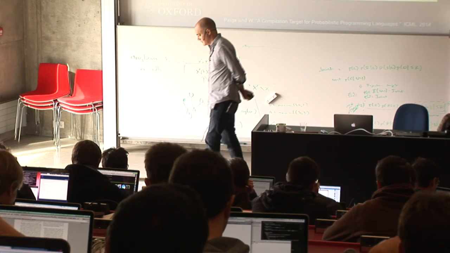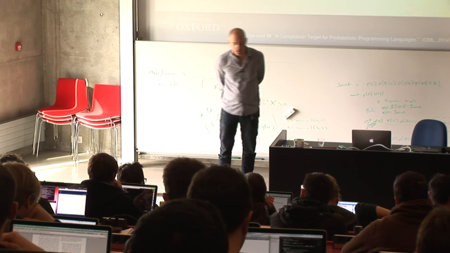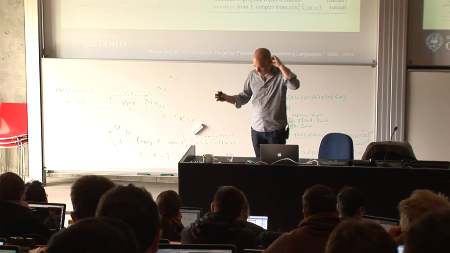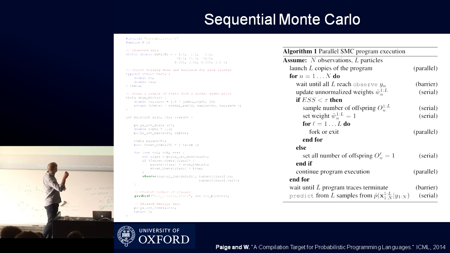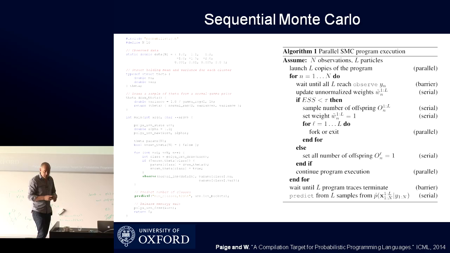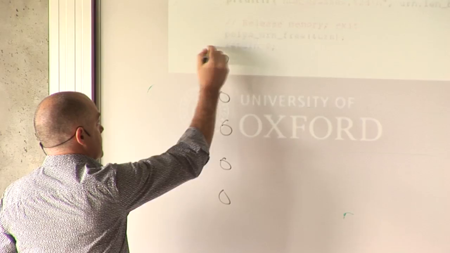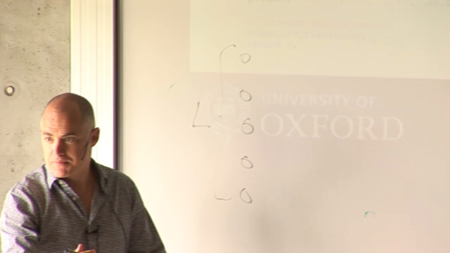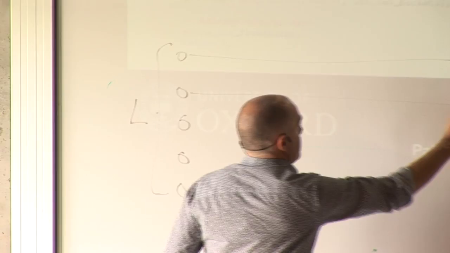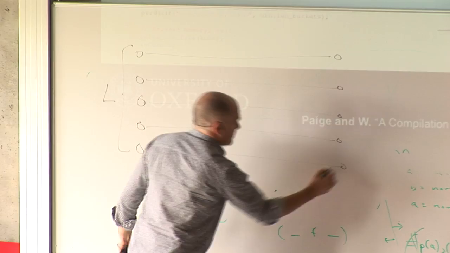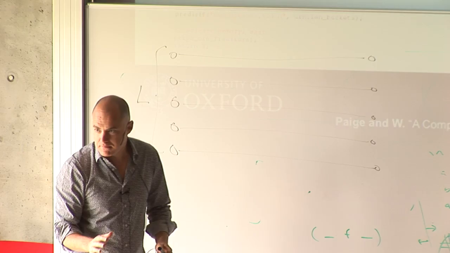Do you know sequential importance resampling? You're okay with particle filtering? Where is the posterior estimate coming from here? So this is a particle filter. If you ignore the resample bit here, this effective sample size thing, what's happening is you're running L copies of the program forward. And let's say that you don't do any resampling. Probably not a good idea, but you could do so.